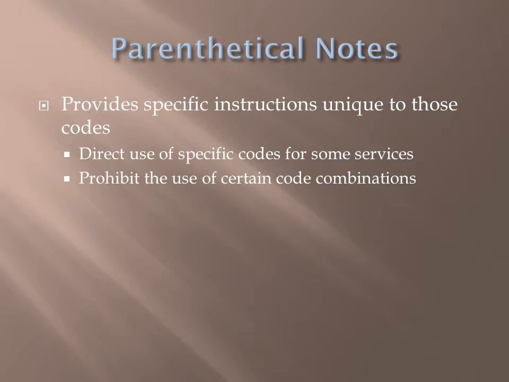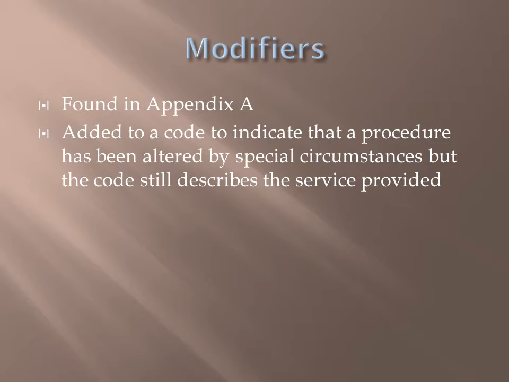Parenthetical notes. These provide specific instructions unique to those codes. They direct use of specific codes for some services, and they prohibit the use of certain code combinations. Modifiers can be found in Appendix A. They are added to a code to indicate that the procedure has been altered by special circumstances, but the code still describes the services provided. Appendix A will give you a detailed description of how each modifier is to be used.